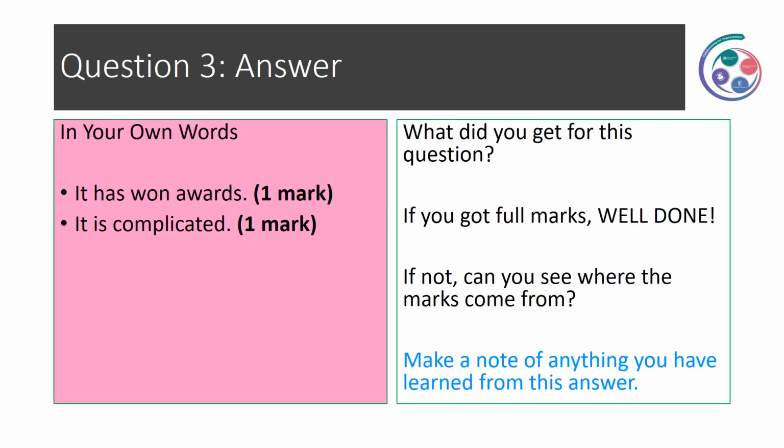Answer for question 3. It has 1 award, which gets you 1 mark, and it is complicated, which would get your 2nd mark. So what did you get for this question? If you got full marks, fantastic, that's brilliant. If you didn't, can you see where the marks come from? Make a note of anything that you've learned from this answer.